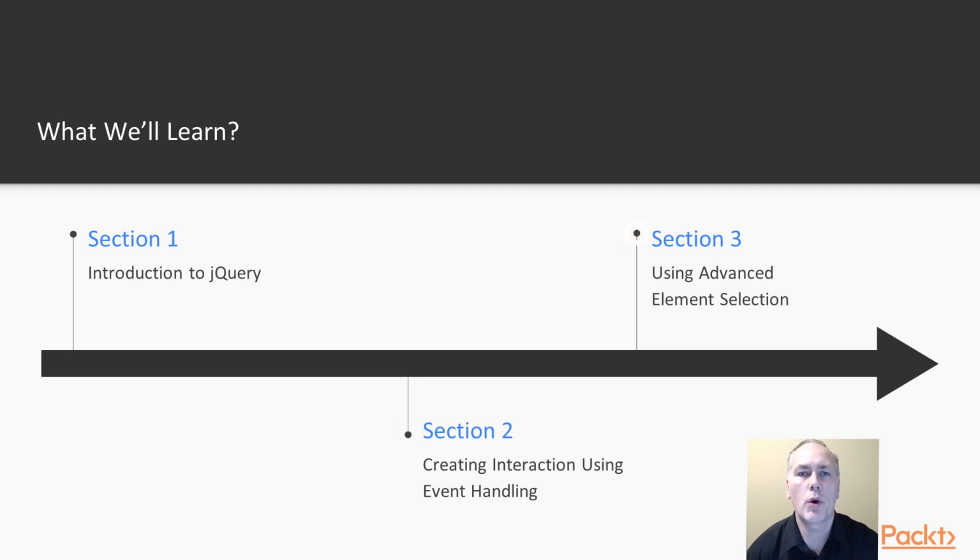Section three is where we're going to be introducing and looking at advanced element selection, how to select elements, selecting elements by order, and also some more advanced selection methods that are available within jQuery. Also, how you can use methods like filtering, traversing through the different elements, and a whole lot more. We're also going to be introducing you to how to work with forms and how to use jQuery and manipulate forms, get data from forms, and a whole lot more.